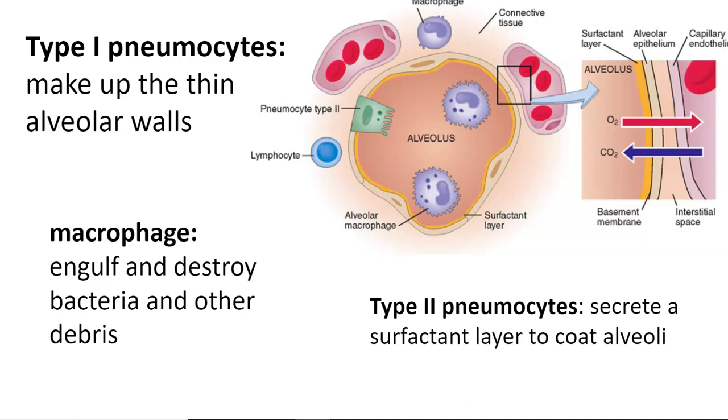Then you have your type 2 pneumatocytes, and those are going to create that surfactant layer. And then your macrophages are going to keep the place neat and tidy and try to get rid of anything causing trouble.